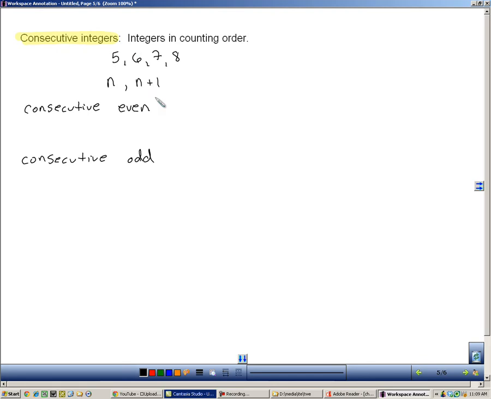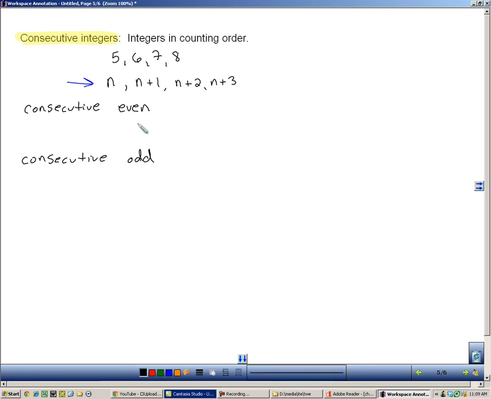Because if n is the first integer, and it doesn't have to be 5, it could be something else, that means the one that would come after that would be an n plus 1, followed by an n plus 2, and an n plus 3. Now this is important because this is the way that you write consecutive integers when you don't know what they are.